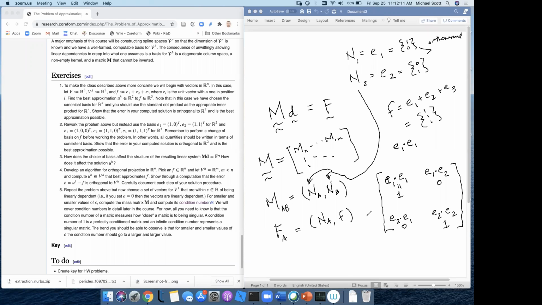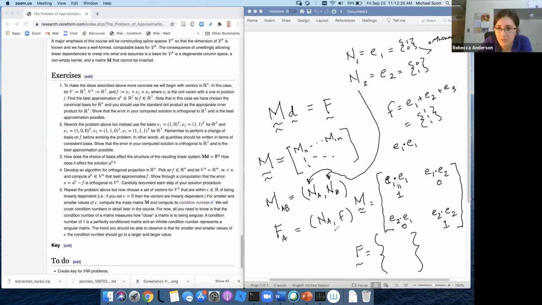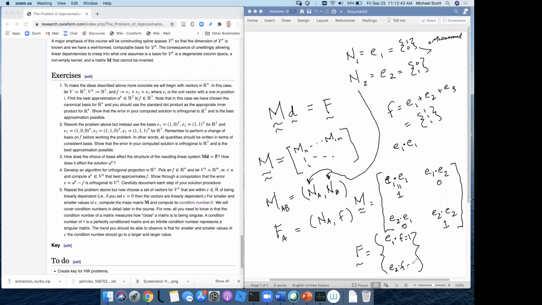So let's build up our F. What's the first entry in F going to be? The first one is E1 dot F, and so that's going to be 1. Okay. And E2 dot F is equal to 1. All right, so now, can I erase this, Rebecca?